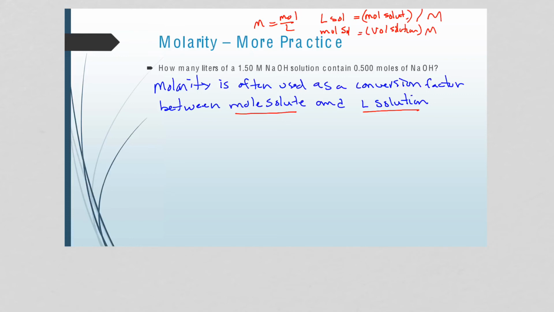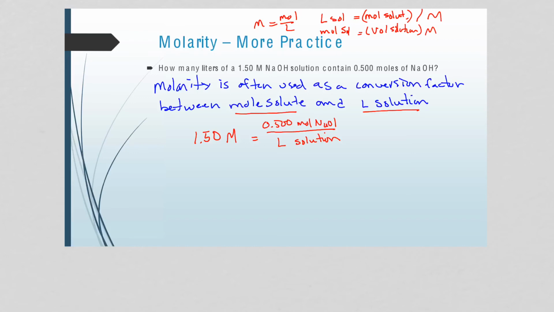So we want to know how many liters of the 1.5 molar, in this case sodium hydroxide solution, contain 0.5 moles of sodium hydroxide. So let's see what we know. We know the molarity, 1.50 molar. And we know the moles of sodium hydroxide, so we know the moles of solute. And we don't know the liters of solution.